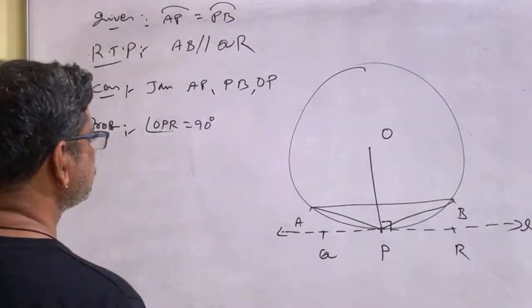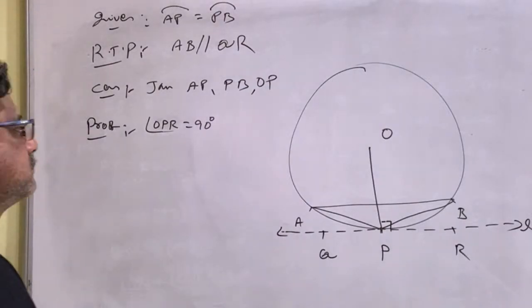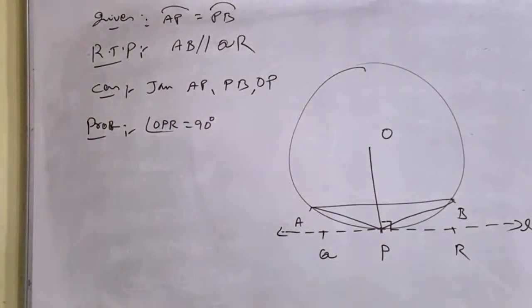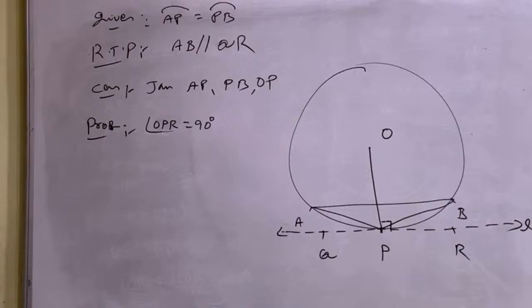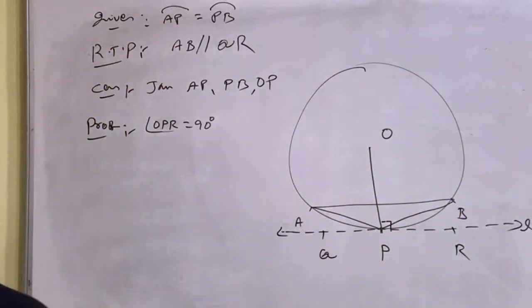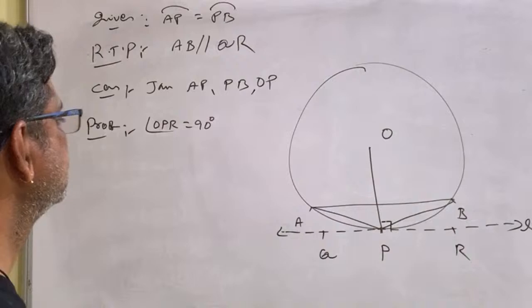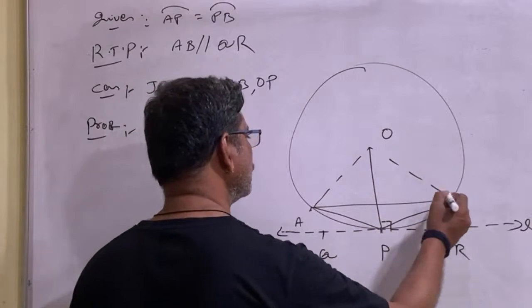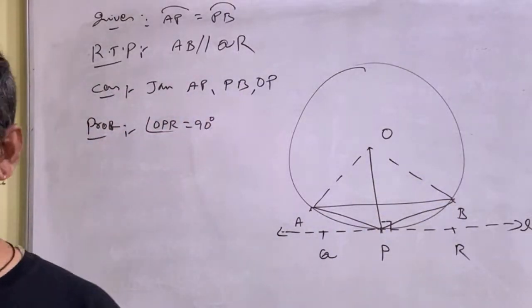How? Any idea? Radius is perpendicular to the tangent. No, you have to prove that OP is perpendicular to AB. You cannot take it. Children, join OA and OB also. Join OA, OB.